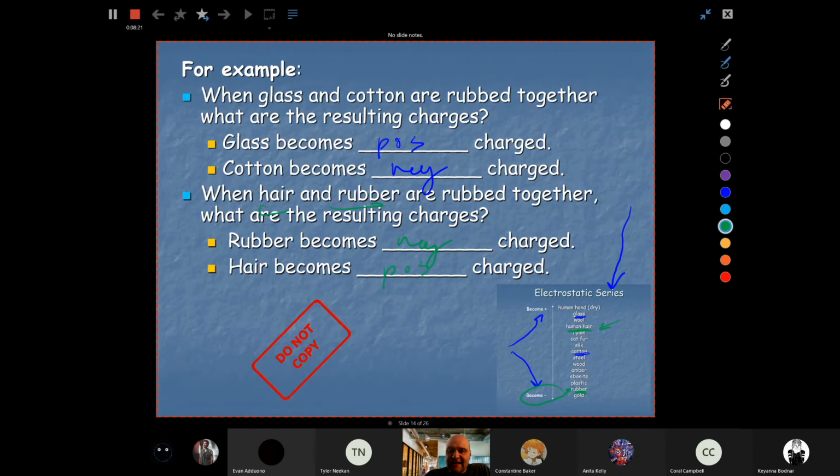Let's double check my answers. Yeah, got it. So again, just look at this little part here. It tells you: the higher one becomes positive, the lower one becomes negative. It should be that easy. Just remember that when you do the quiz.